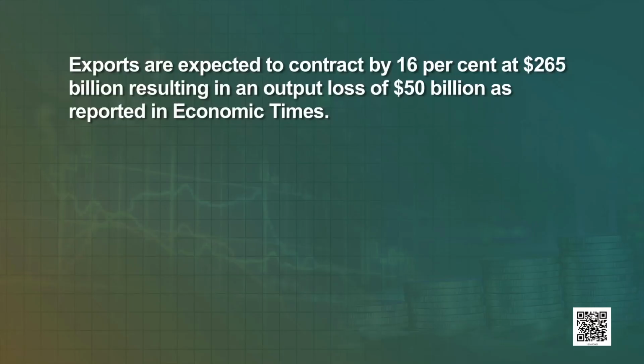Learners, exports, a key in the global supply chain, showed some unwelcoming signs from February 2020 onwards. The general contraction in economic activity throughout the world as a fallout of the coronavirus pandemic is expected to take a toll on both India's exports and imports. Exports are expected to contract by 16% to $265 billion, resulting in an output loss of $50 billion, as reported in the Economic Times. But imports are expected to fall by 25% to $350 billion thanks to falling crude prices.